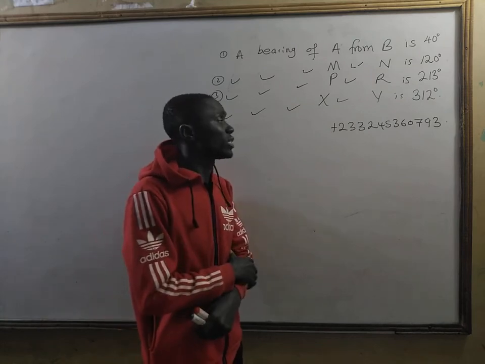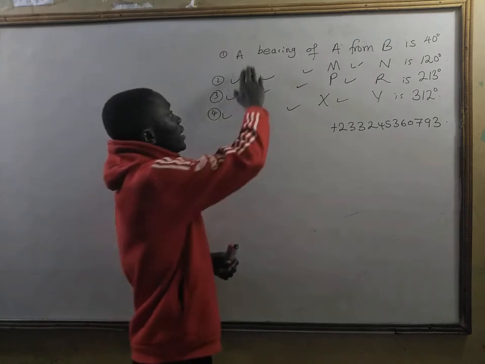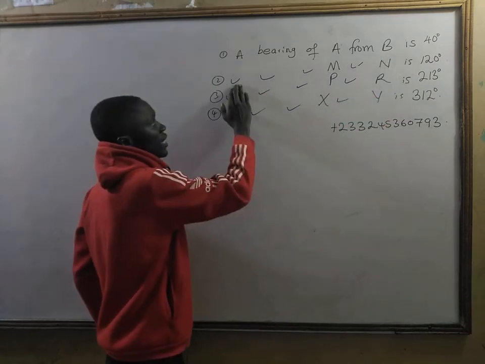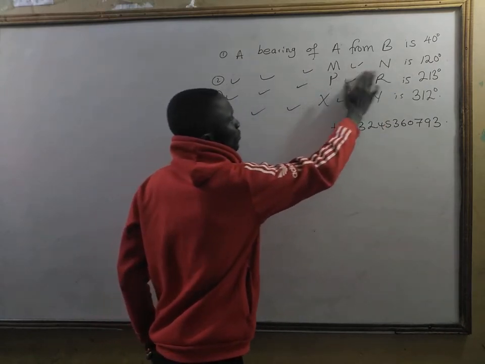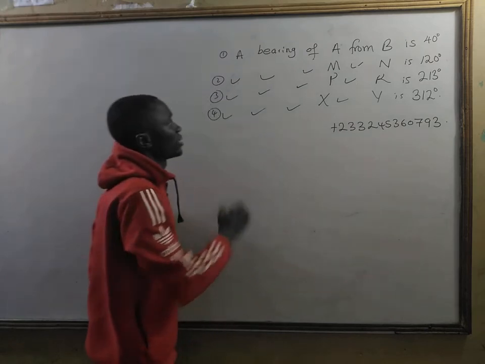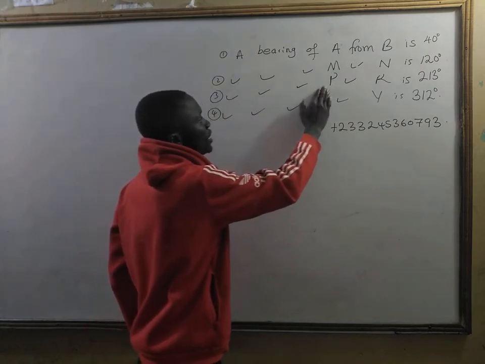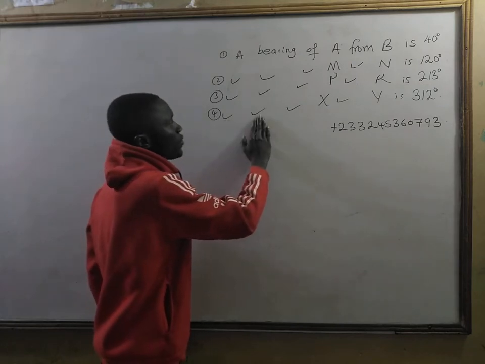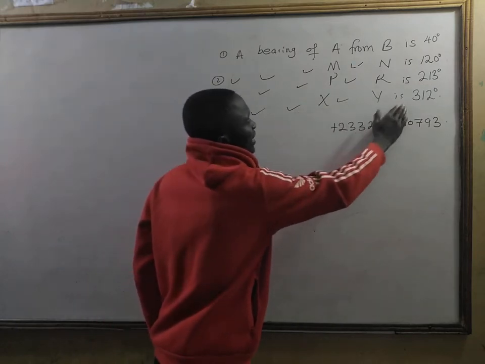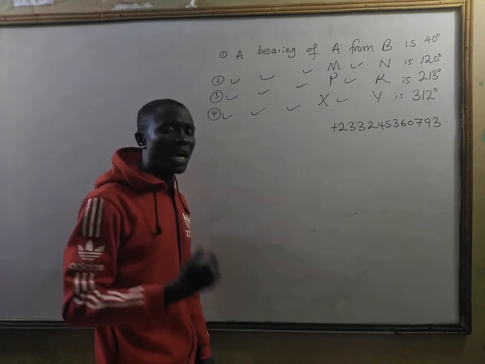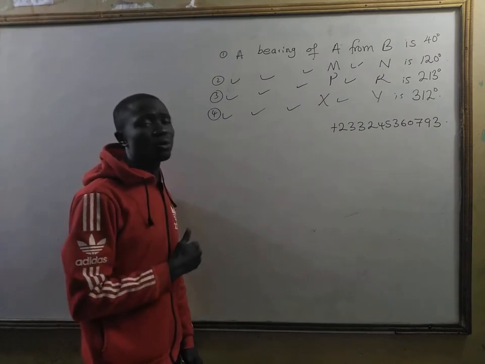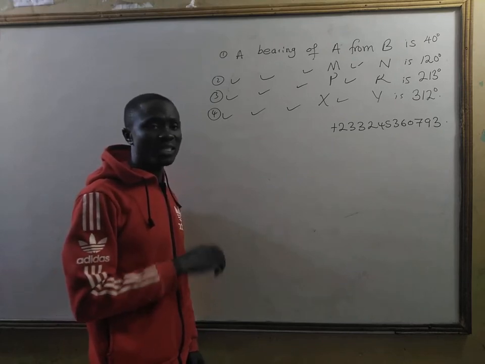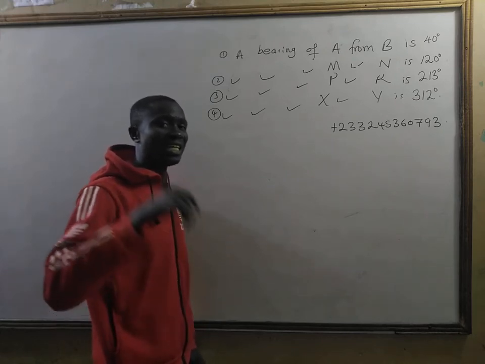Now let's go through the question. A bearing of A from B is 40 degrees. A bearing of M from N is 120 degrees. A bearing of P from R is 213 degrees. A bearing of X from Y is 312 degrees. How do we draw this?